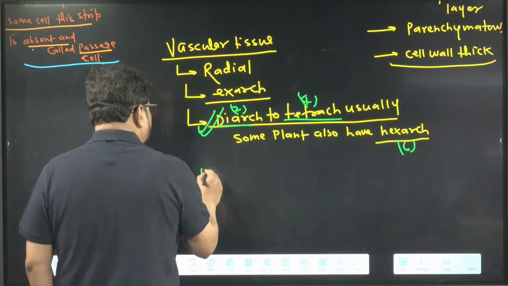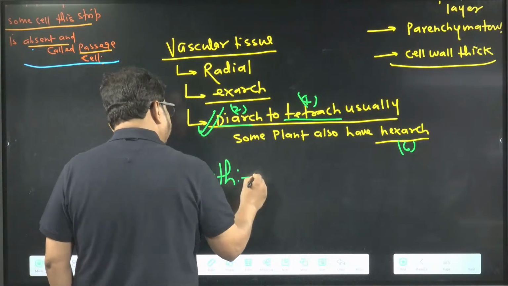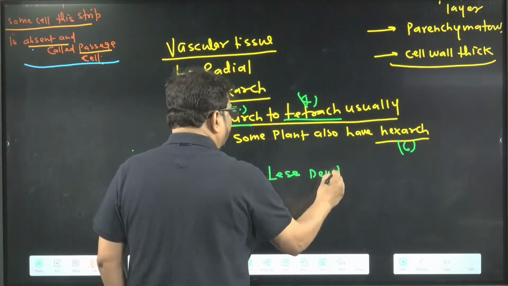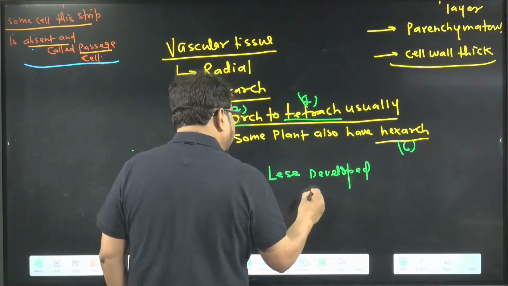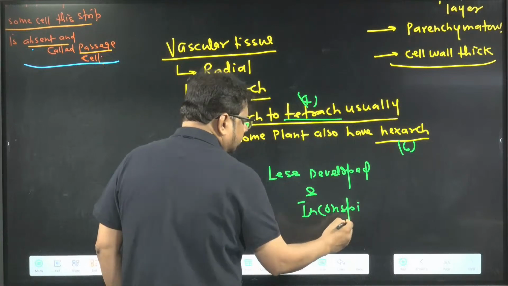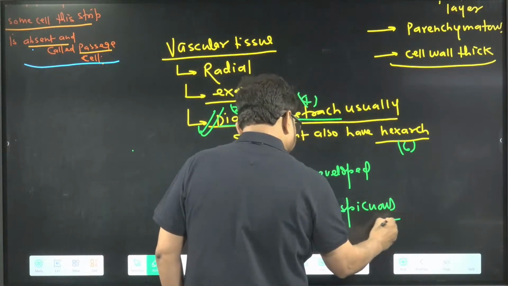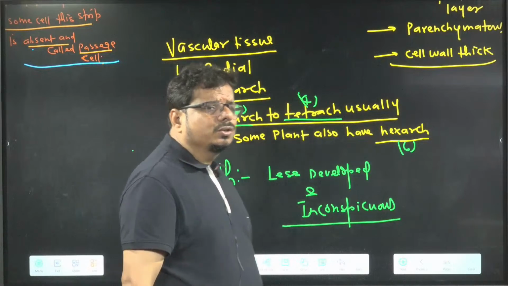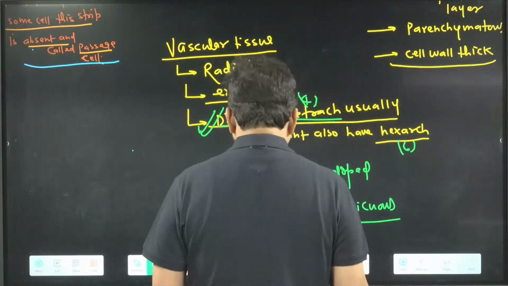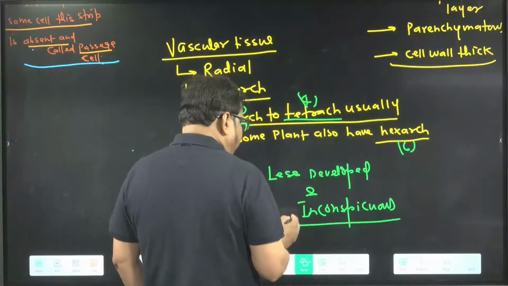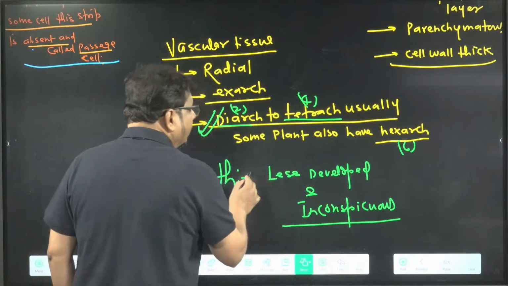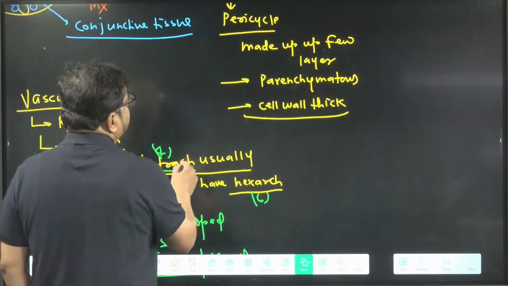Now I am going to talk about pith. Pith is less developed. Not absent, it is less developed, and inconspicuous. Inconspicuous means not well visible. So this is about the pith. Vascular tissue. Now I want to say some more lines about pericycle.